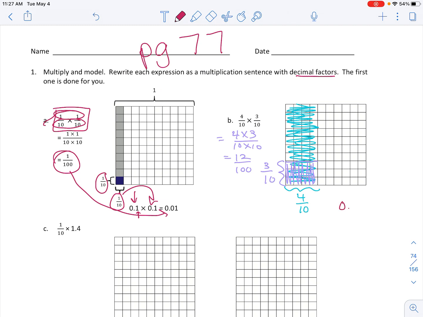Well, 4/10 is the same as 0.4. 3/10 is 0.3. And 4/10 times 3/10, we've actually done this in previous lessons. Remember, we do 4 times 3 is 12. Tenths times tenths is hundredths. So we end up with 12 hundredths. So that's 3 different ways to find an answer of 12 hundredths here.